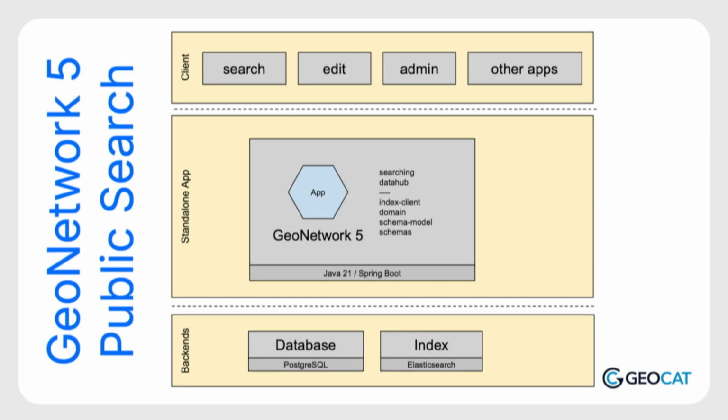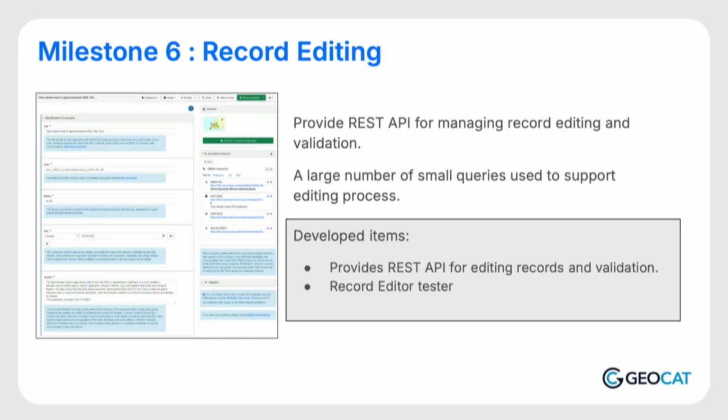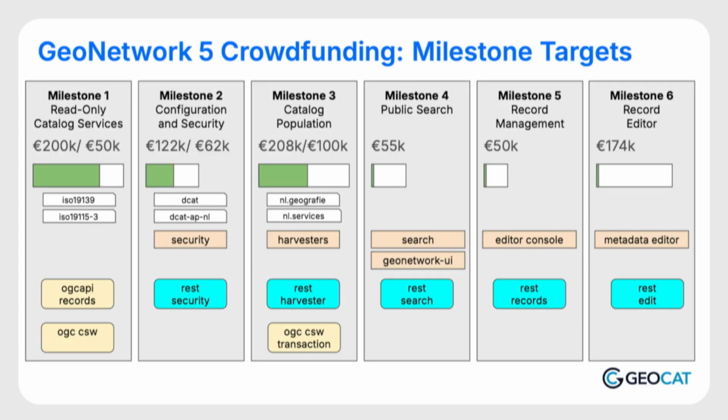So here's what that looks like. Milestone 5, we start to look at the metadata management and review workflow, so reviewing records for publication. And milestone 6, we port the editor over. Together, this gives us a phased approach to migrate from Spring Framework 5 to Spring Framework 6. So here's what this looks like.